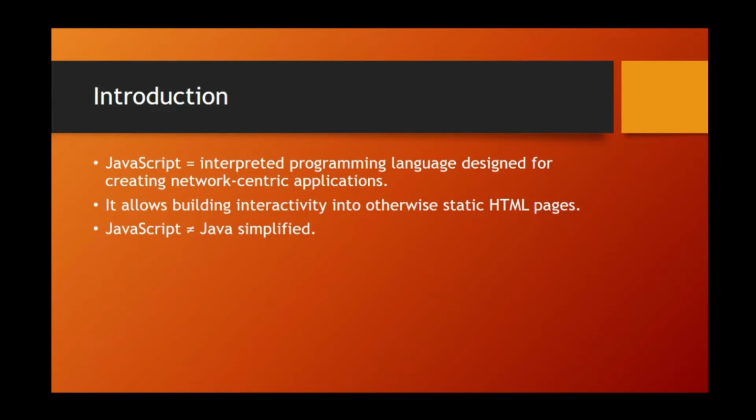So this scripting language allows the developer to build interactivity into otherwise static HTML pages. And JavaScript is not similar to the Java programming language that was developed by Sun Microsystems. So JavaScript is not equal to Java simplified. Some people think that JavaScript is a part of the Java programming language, but in a simplified form. However, there are differences.